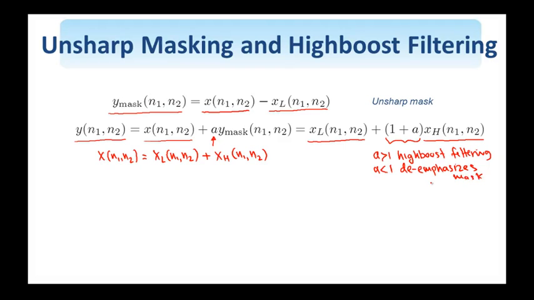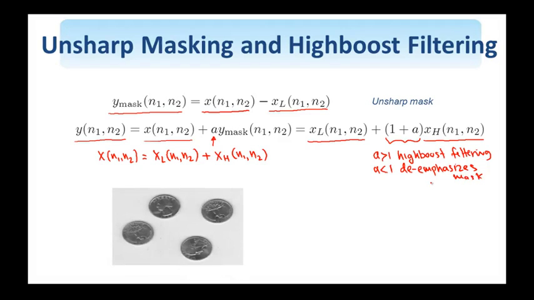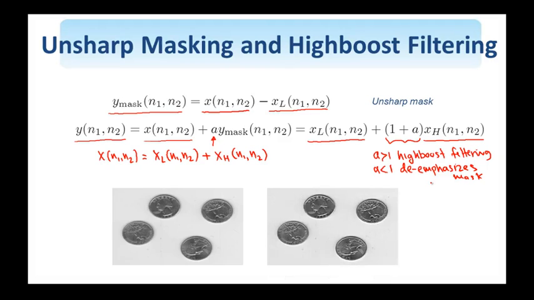So if we put this to practice, here's an image of these quarter coins, and this is the sharpened version of this image using this unsharp masking method. A equals 1 was used for this particular example.